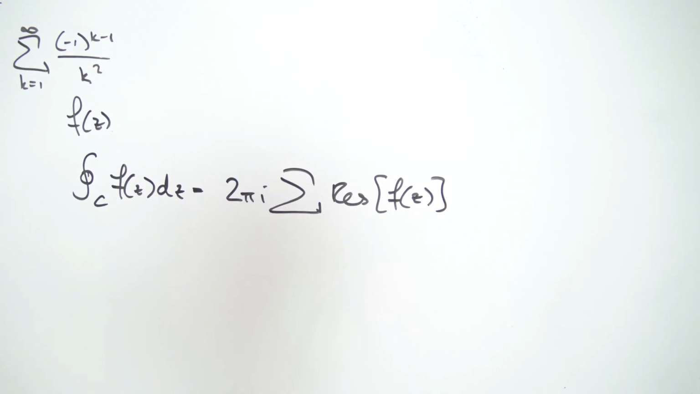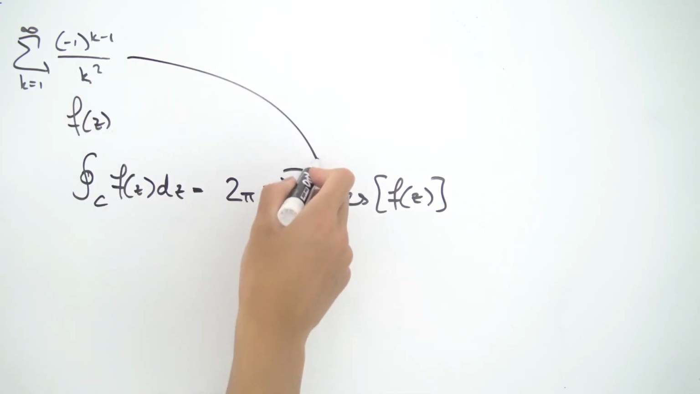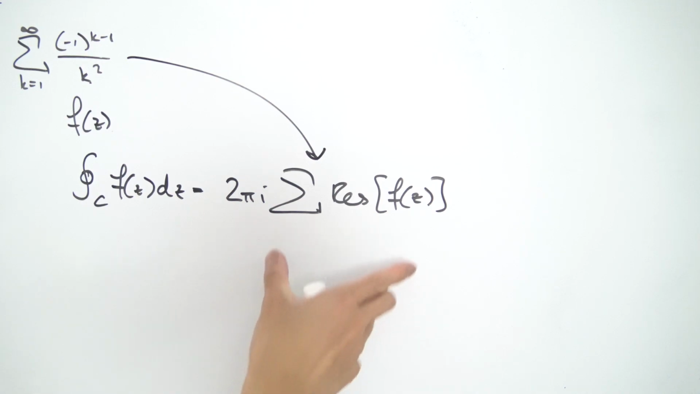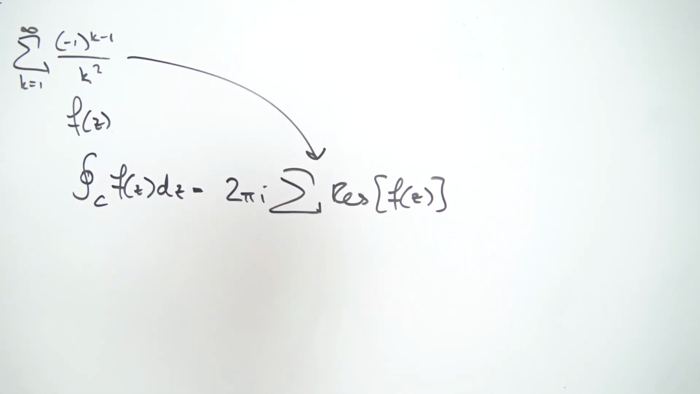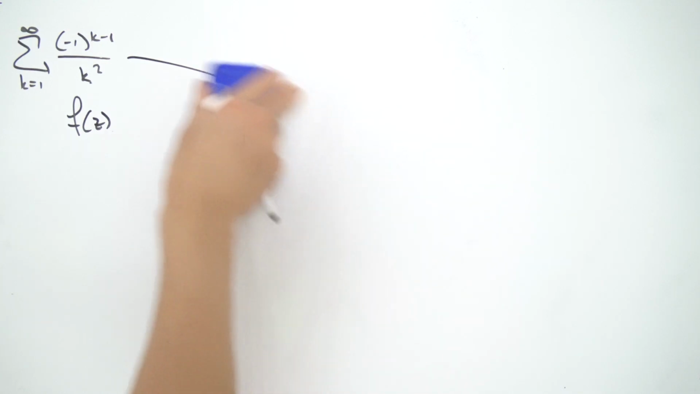So our goal is to interpret this sum that we have as some kind of sum of residues, because if we can make this link, then we can transform the sum of the residues into some kind of contour integral that we can evaluate. So what is this function f of z?